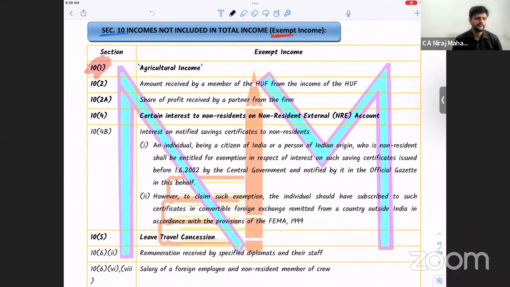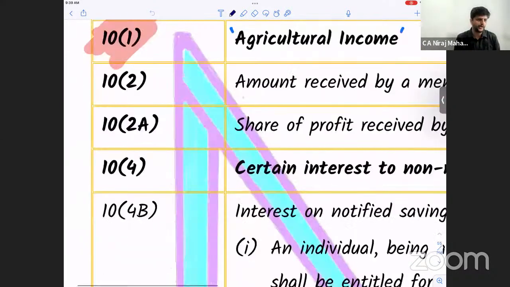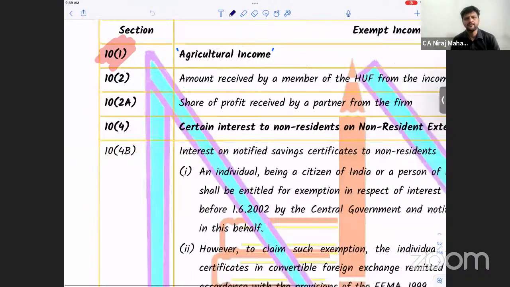So section 10, we have lots of subsections. Whatever I have done in bold, that will be kind of important. Remaining, you don't have to go into in detail. 10.1 is agricultural income, and in fact, we had a separate chapter. If you look at the study material, it is a combined chapter. So they have kept agri as part of this chapter only, but I have separated it the other way around.